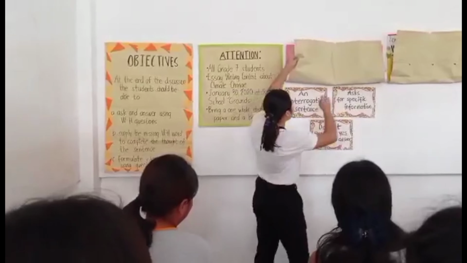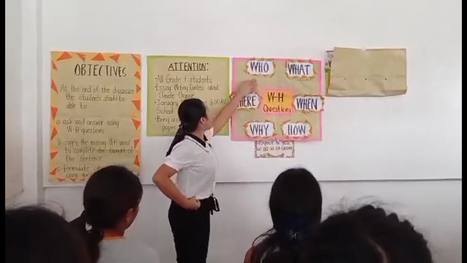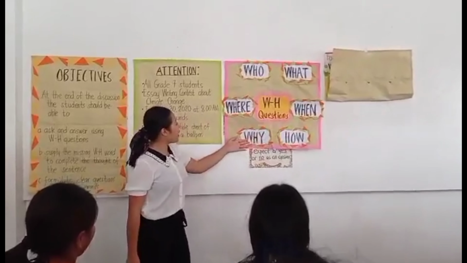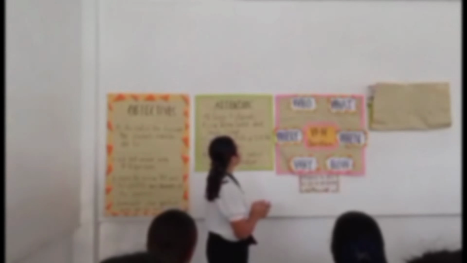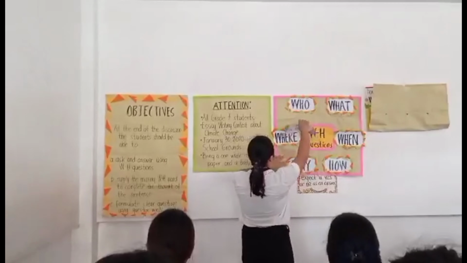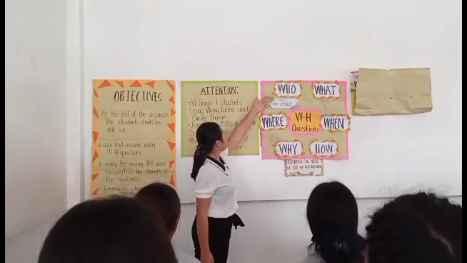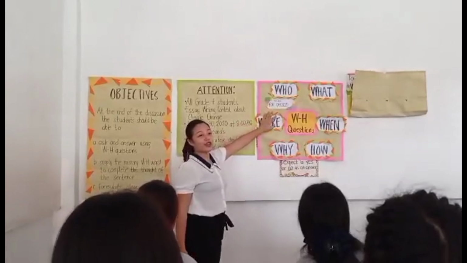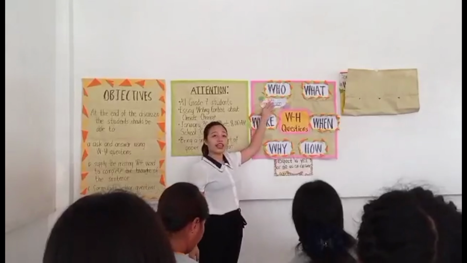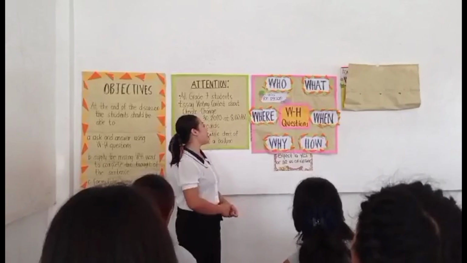So I have here who, what, where, when, why, and how. When we say who, it asks for a person. Can you read? Who? Ask for person. Meaning you are asking about the person. Like for example, who is our national hero? Dr. Rizal. That's good.